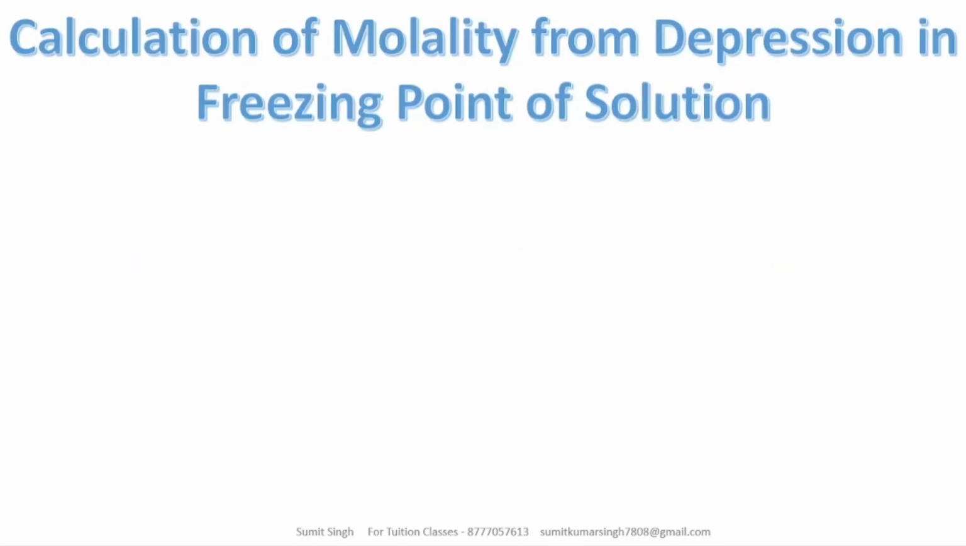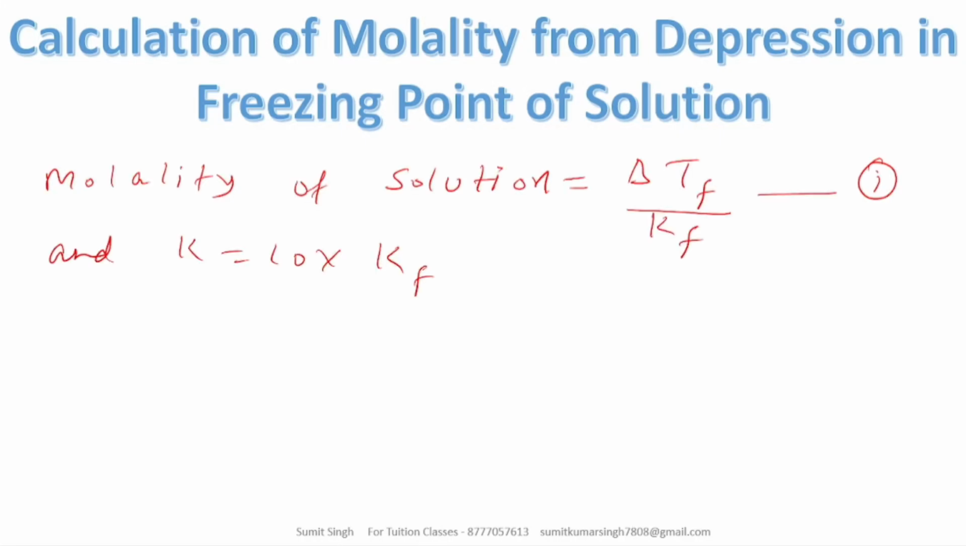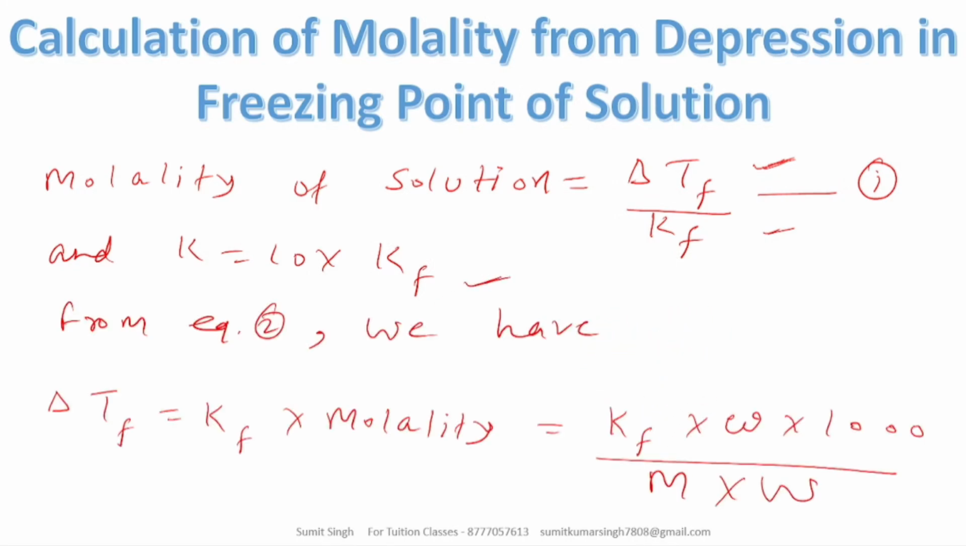For the molality from the depression in the freezing point of solutions, we will use the basic formula: molality of solutions is change in Tf divided by Kf. Here, change in Tf is the depression in the freezing point and Kf is the molal depression constant of the solution. Again, we take the constant terms together, that is K is equal to 10 times Kf. So when we substitute these values in equation 1, we get the change in Tf equal to this term.